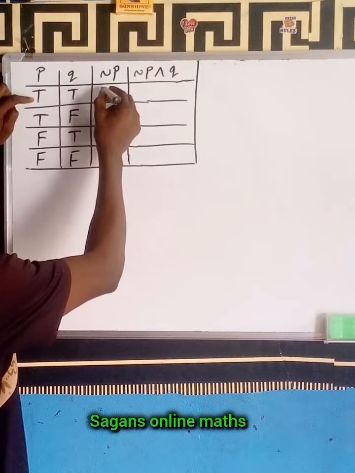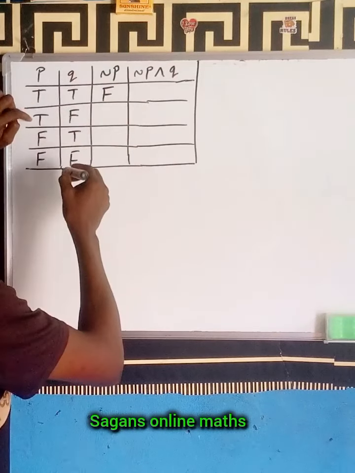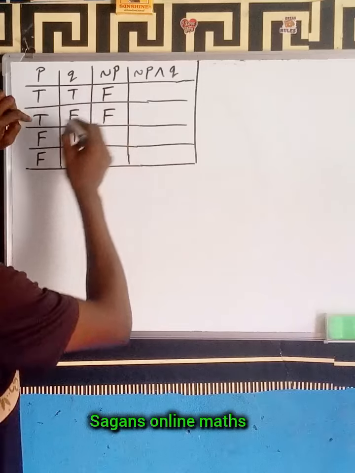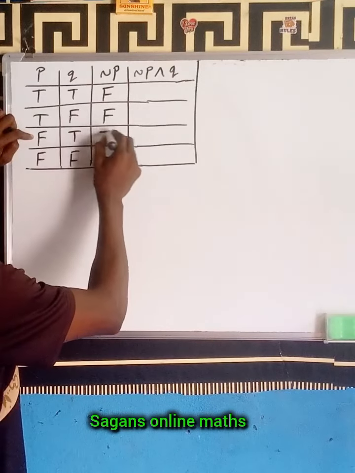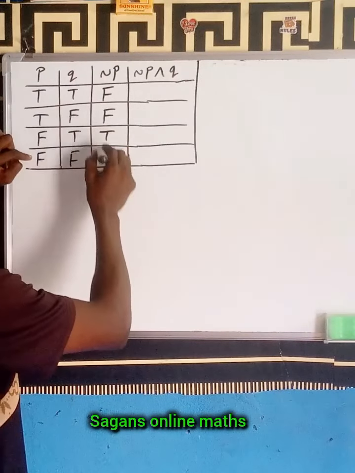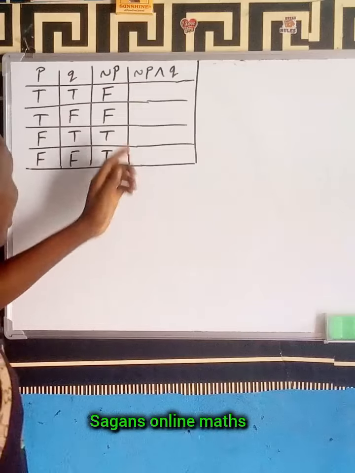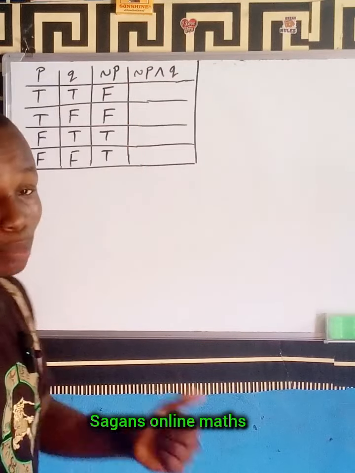Are you hearing me? So here is F. Here is T, so not P will still be F. Taking the opposite, here is F, so not P will be true. Here is F, so not P will be true. You are done. If you can determine the not P, you can determine not P and Q.